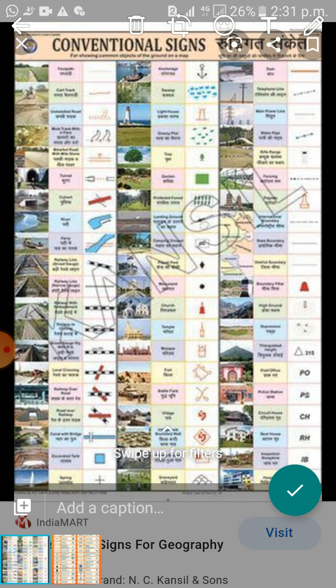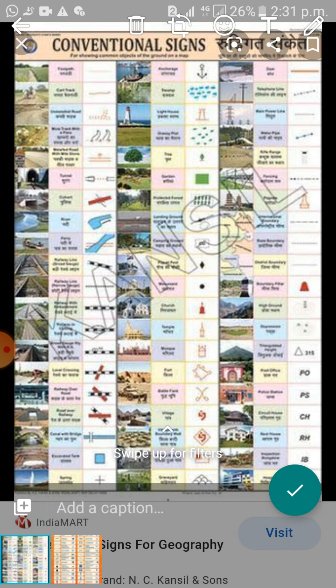Maps have a universal language called conventional signs and symbols that can be understood by all. It is the language of maps. There is an international agreement regarding the use of these symbols, as they are universally accepted. These symbols are accepted by the whole world.